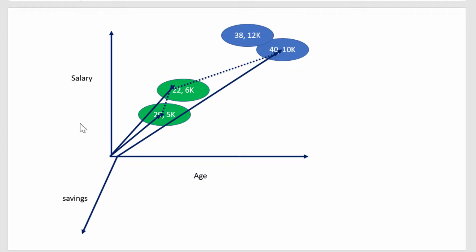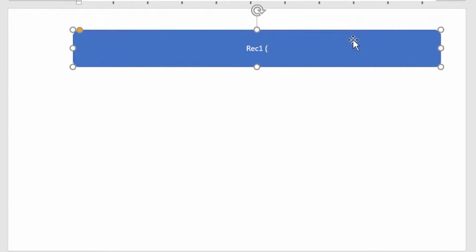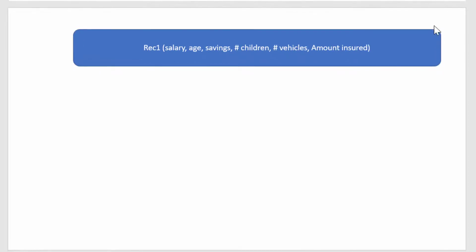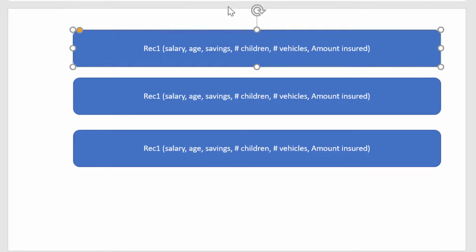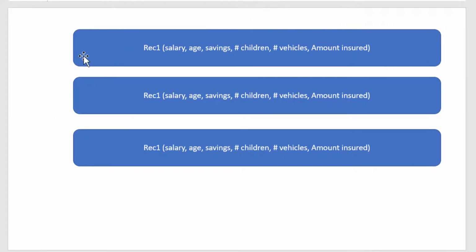As human beings, we can visualize only 3 dimensions, but computer systems can handle n number of dimensions. So I will be representing each and every point. Let's say I have a record 1 where I have details like salary, age, savings, number of children, number of vehicles, amount insured. So here I have 6 dimensions. Like this I can have millions of records. Each record I will represent as a vector which will have 6 dimensions. And all these vectors together will form a matrix.